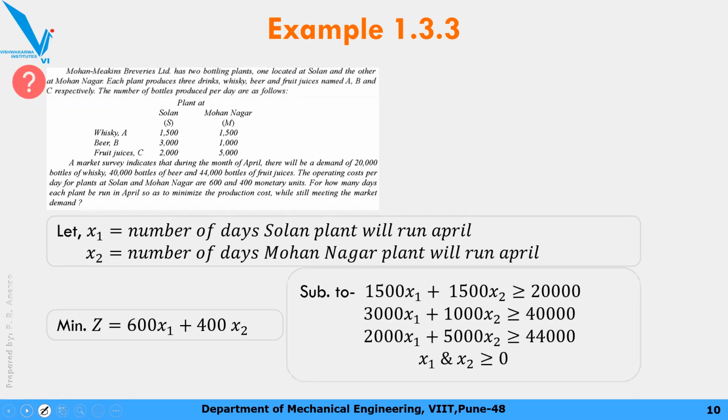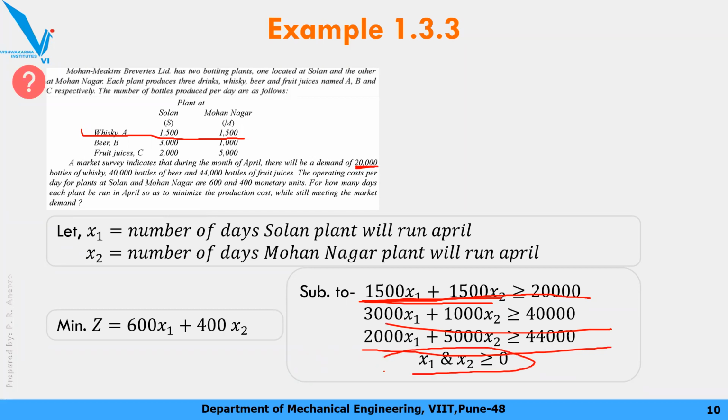Now the constraints. Based on each and every type of beverage, for whiskey you are going to get a constraint. Its demand was 20,000, so your production from both the plants, if we sum up, should be greater than or equal to 20,000. Similarly for beer and for fruit juices. Non-negativity restriction: you cannot produce beer, whiskey, or sorry, production of these in negative quantity. Okay, so these are your constraints.